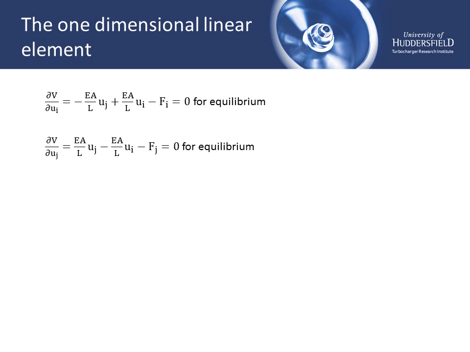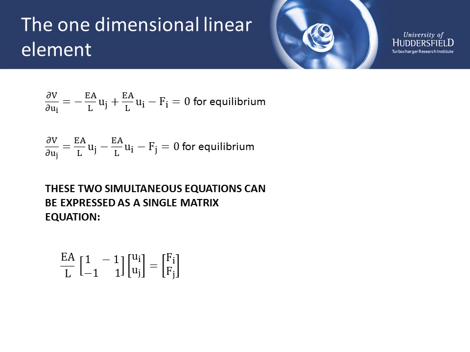So we've now got two equations that have to be equal to 0 for equilibrium, and those two equations have to be equal to 0 at the same time. They are a pair of simultaneous equations, and we can express those two equations in a single matrix expression we've got here. If you multiply out the top row of that matrix expression, you will get the first equation, and if you multiply out the bottom row, you will get the second equation. And that is our stiffness matrix for the single one-dimensional linear element.